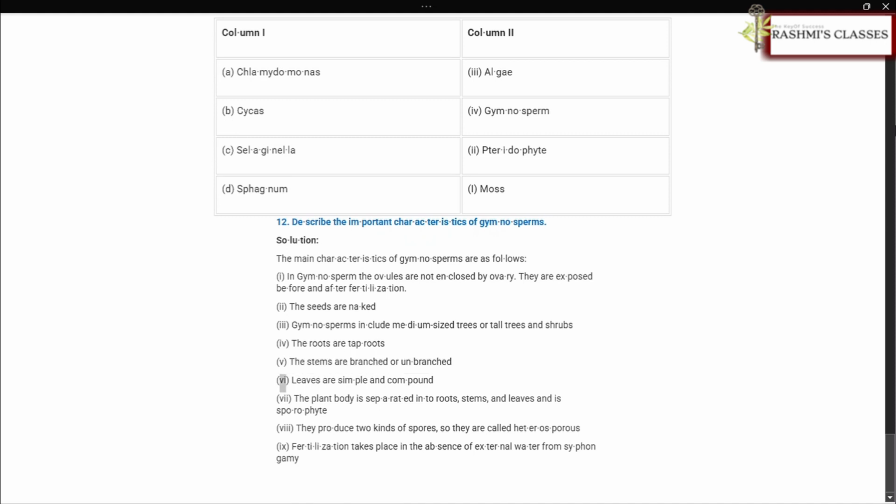6. Leaves are simple and compound. 7. The plant body is separated into roots, stems, and leaves, and is sporophyte. 8. They produce two kinds of spores, so they are called heterosporous. 9. Fertilization takes place in the absence of external water, from siphonogamy.